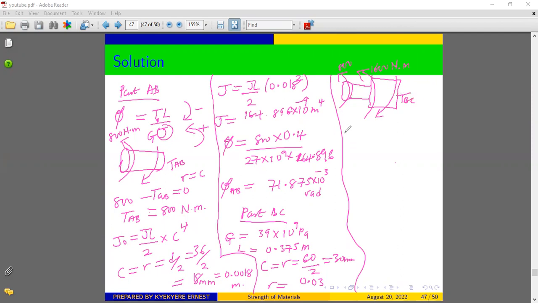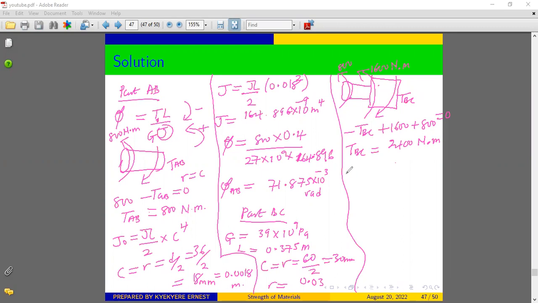So we can say that torque in BC is clockwise negative, and the torque in this one is anti-clockwise positive. The torque for this side is also positive. So therefore, it's equal to 0. So therefore, we can say that TBC will be equal to 2,400 Newton meter.